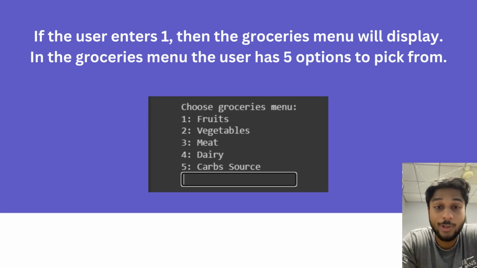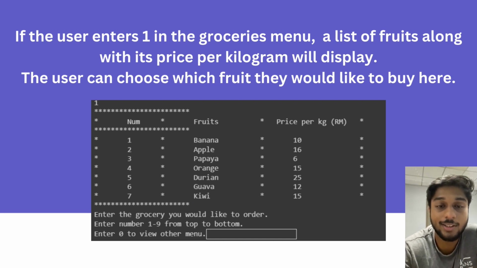If the user enters 1 in the main menu, they will be redirected to the groceries menu. Here they will be given 5 options to choose from, which are fruits, vegetables, meat, dairy and carb sauces. Now if the user enters 1 in the groceries menu, then a list of fruits along with its price per kilogram will display. The user can then choose the type of fruit they would like to buy here. There are 7 options of fruits to choose from.